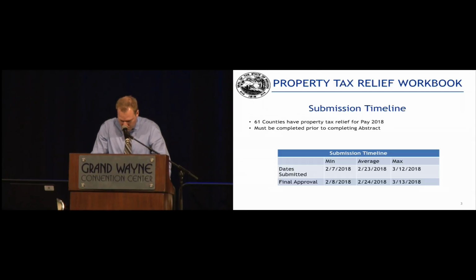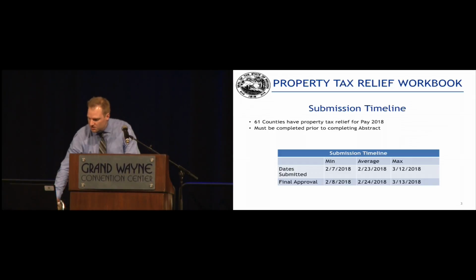Our first submission for this was on February 7th. On average, we received most of these workbooks by February 23rd. Our final submission was received on March 12th. For the most part, from the submission, our turnaround was about 24 hours when our office was able to either accept or reject any submission and suggest any review changes.